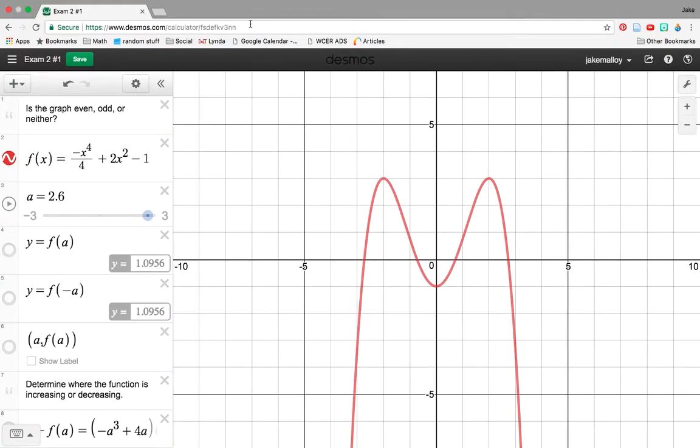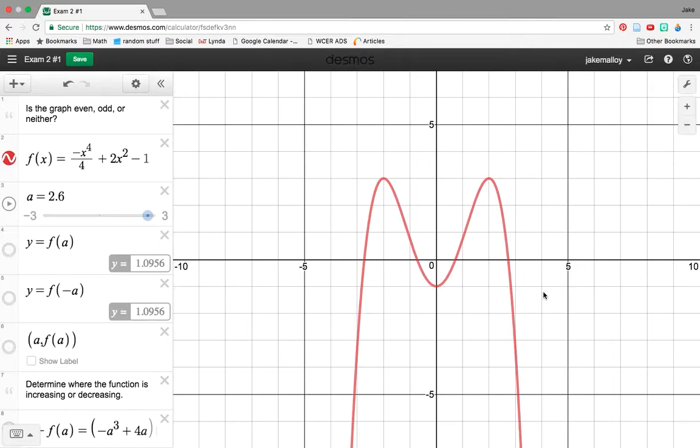For the first question, we're given a graph that looks like this, and we're asked to find whether it's even, odd, or neither. So from the graph, we can decide if a function is even. We define evenness as being symmetrical around the y-axis. So in this case, of course, we can see that. So graphically, we can see.